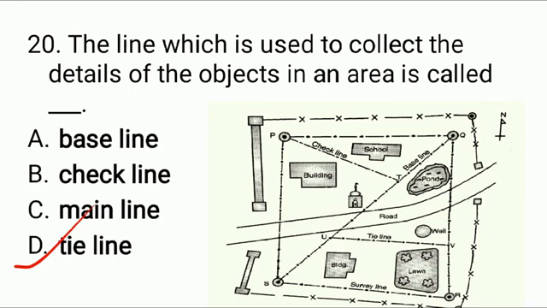The position of each tie line should be close to some features such as paths and buildings. Here you can see tie lines are close to the features, and the baseline is the longest line on which the framework of the survey rests, and the check line checks the accuracy, and the main lines are the main survey lines. So our answer will be D.